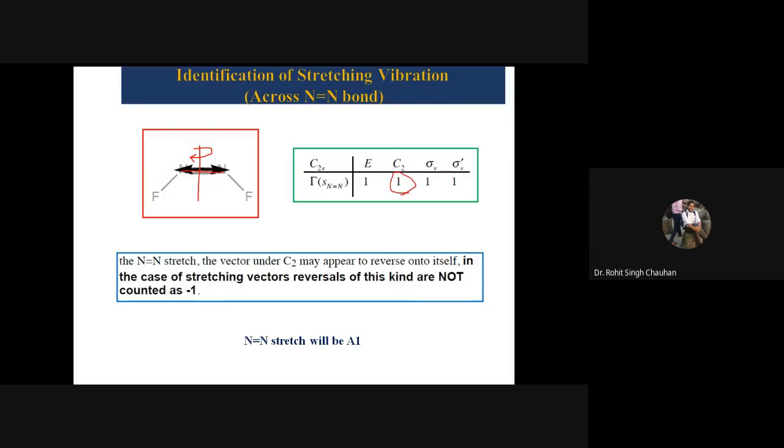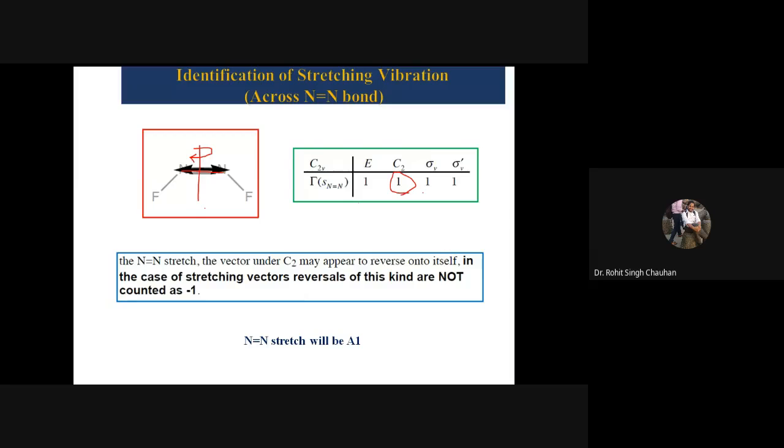Is that clear? Now the third one is sigma V. Sigma V, again it will be 1 because of the same story, the bond is not going to be shifted. Sigma V dash contains the whole molecule, so there is no point discussing why it is 1. So we have put the number of unshifted bonds as 1 1 1 1. I have also mentioned here that the NN stretching vector under C2 may appear to reverse onto itself, but in the case of stretching vectors, reversals of this kind are not counted as -1. Always remember why: whenever you rotate this molecule through the C2 axis, the number of atoms is shifted, but the bond is not shifted.